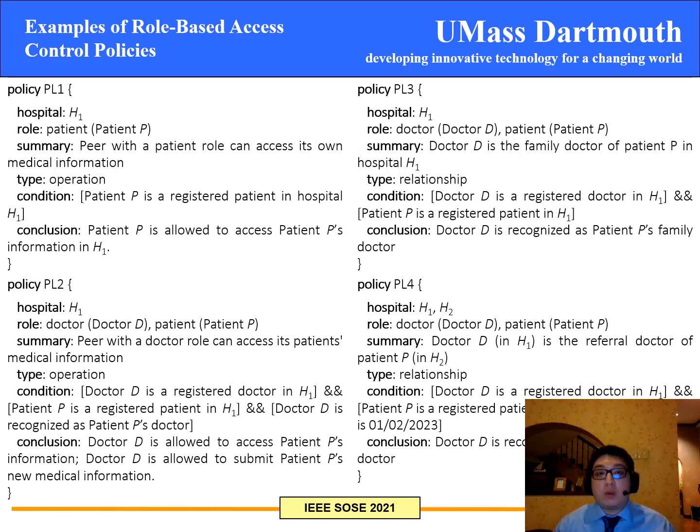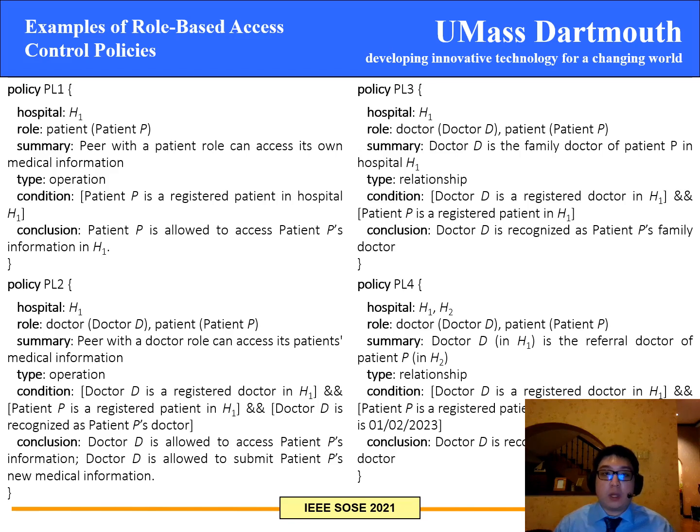Policy PL2, meanwhile, dictates that a peer with a doctor role can access a patient's information only if the peer is recognized as a family doctor of the patient and if the peer is the current family doctor of the patient. This policy involves a single patient and a single doctor as stated in the role entry. Policy PL3 establishes the relationship between patient P and Dr.